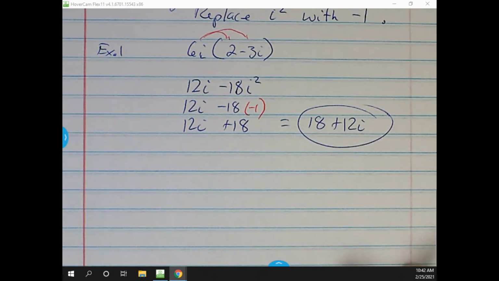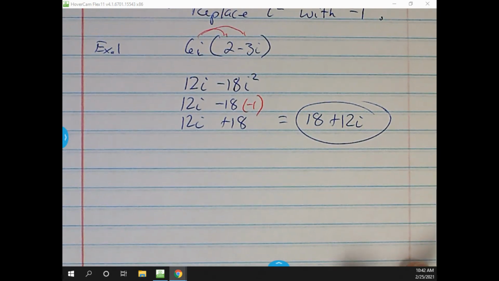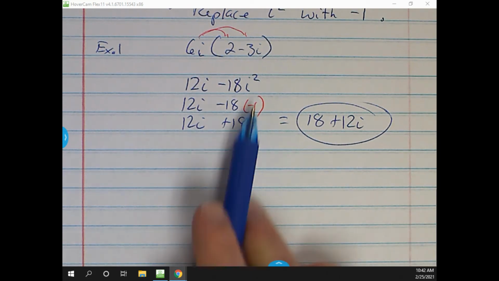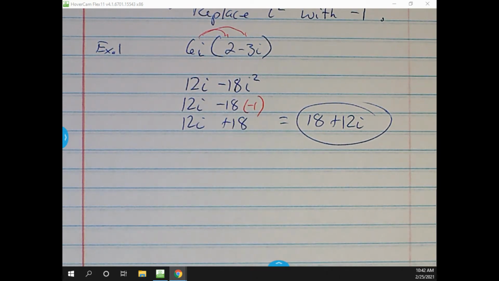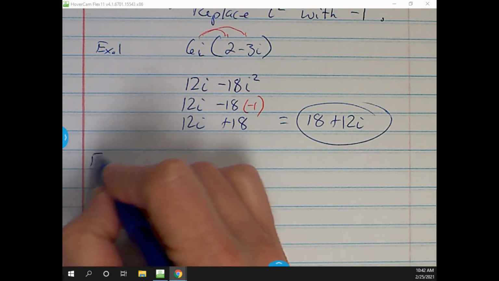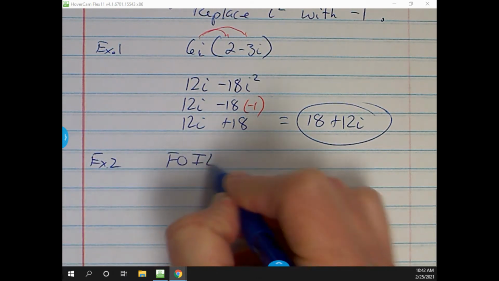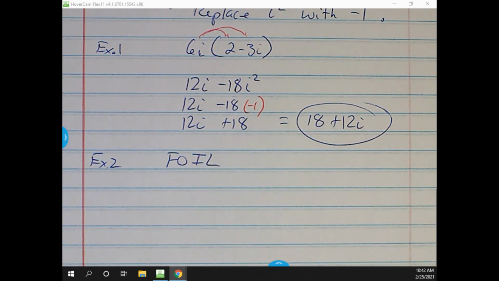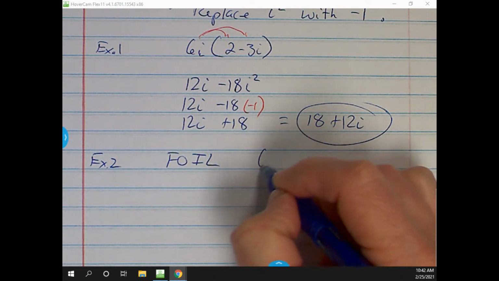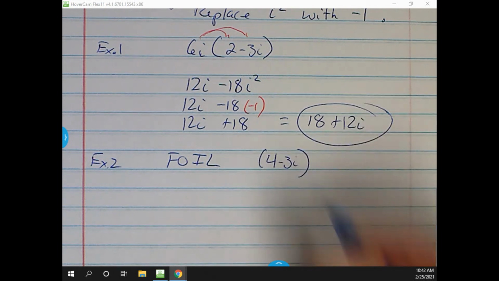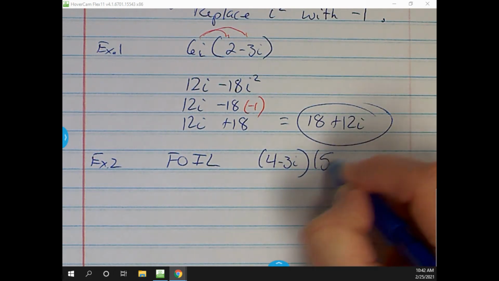Okay, so distributed property, it's the exact same thing you normally do, but if you happen to get an I squared, you've got to take that part out and replace it. Example 2, example 3. For these two, we're going to go back through and show you the full method. So we're going to do 4 minus 3I times 5 plus I.